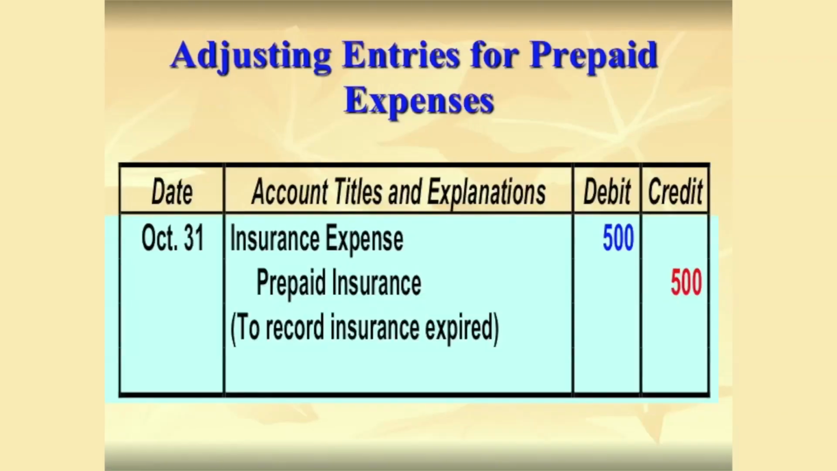Nahid recorded this payment by debiting the prepaid insurance, and the October 31st trial balance also shows this amount of taka 6,000. But during the period of October, the insurance of taka 500, that is 6,000 divided by 12, for 1 month, has expired. So, Nahid makes the adjusting entry for this as you see on the screen. Insurance expense debit taka 500 and prepaid insurance credit taka 500.